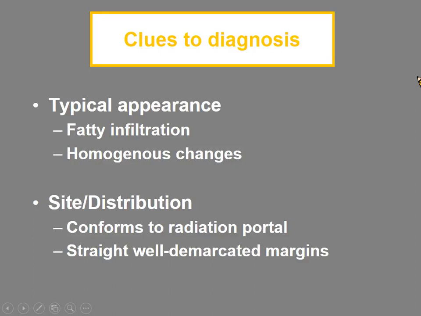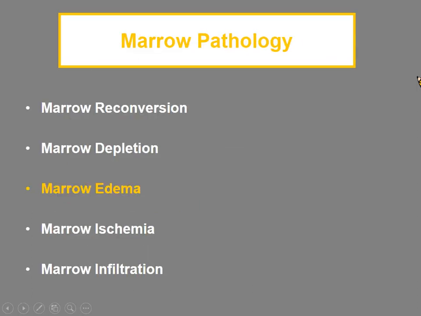So what are the clues that you're dealing with disorders of marrow depletion? Well, as we have seen, they have a very homogeneous appearance and a very high T1 weighted signal. And in our clinical practice, we usually encounter them in patients post-radiotherapy. So in terms of distribution, they would tend to conform to some pattern of radiation. They would tend to conform to a radiation port. Now, as radiologists, we are not always aware of what the radiation ports are, but basically the clue is that these tend to have a straight, well-demarcated margin.